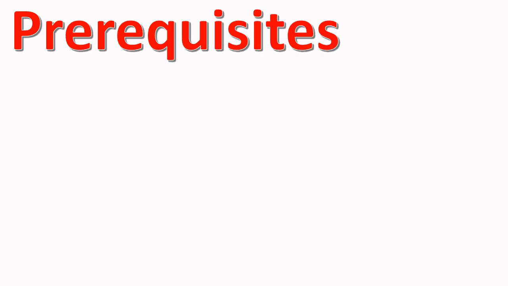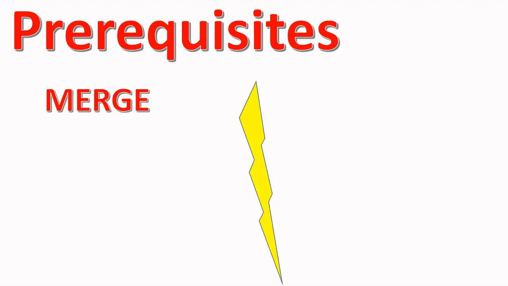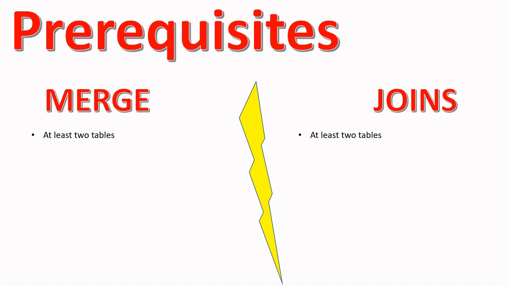We are not going to discuss anything other than the differences between syntax. So let's begin. First thing, we need to be careful. We need to note what the prerequisites are when we are going to use a merge statement or a join statement. So let's have a look at the prerequisites for merge versus the prerequisites for join, one by one. The first prerequisite is that there must be at least two tables when you are going to try merge. The same goes with joins. You should have at least two tables when you are going to try joins.